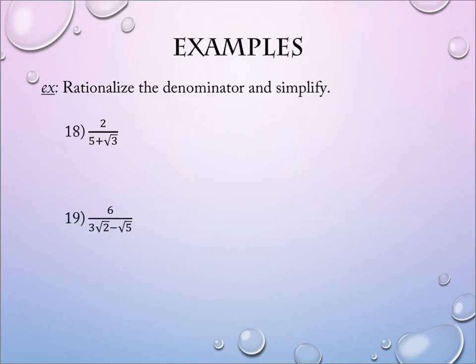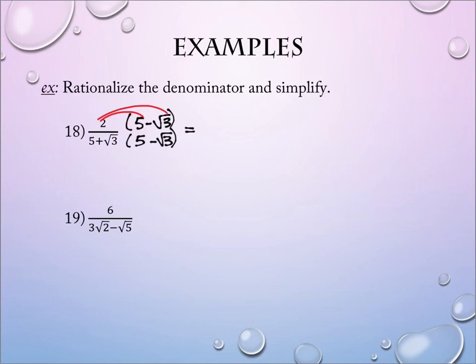So let's try one with some numbers in it. Number 18 would be one of those. You see that you have a 5 and you have a square root of 3, right? And they're added together. So what's the conjugate of 5 plus the square root of 3? Yep, 5 minus the square root of 3. But anything you do to the denominator, you also have to do to the numerator. Top and bottom, right? So let's actually work through the numerator. It's the one that will still have the radicals involved when we're done.